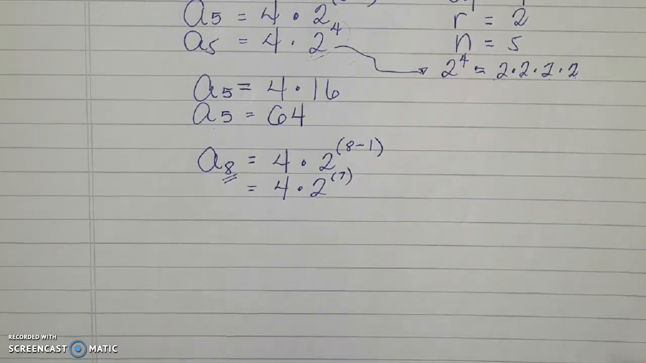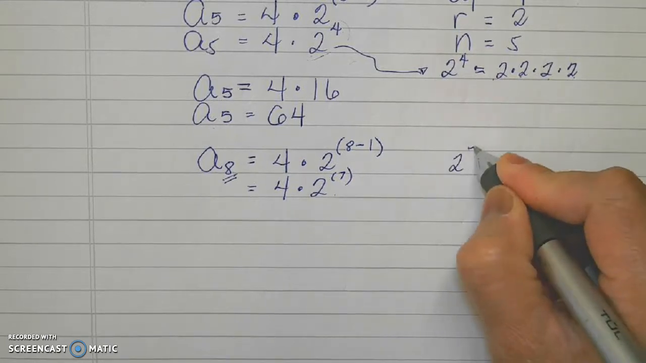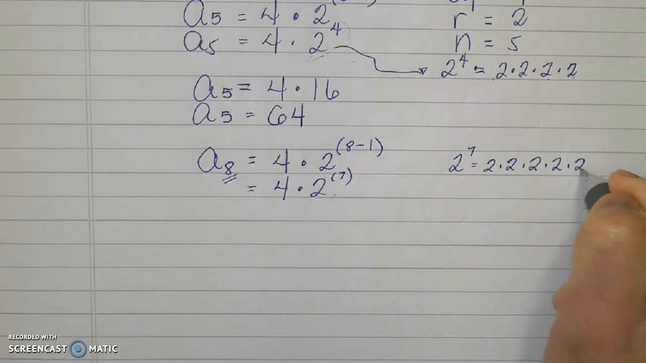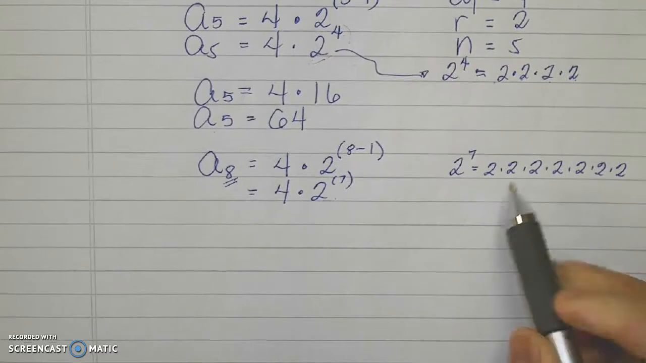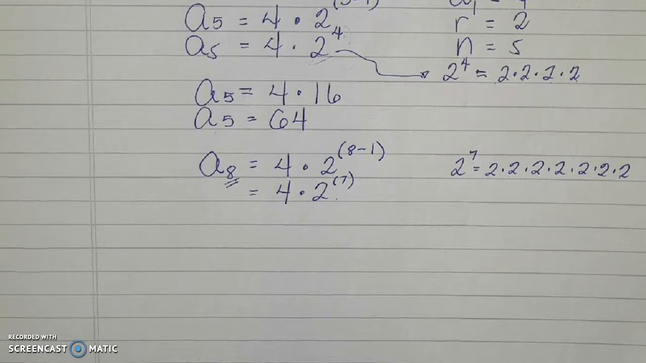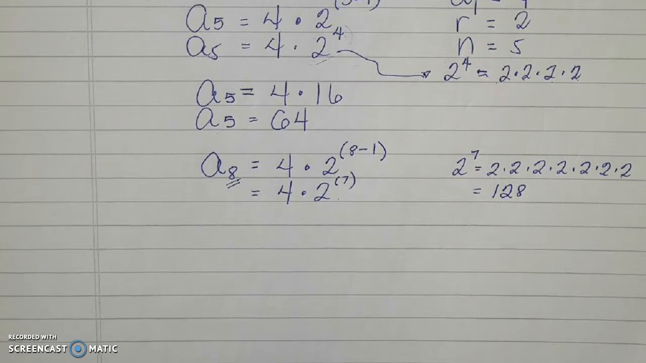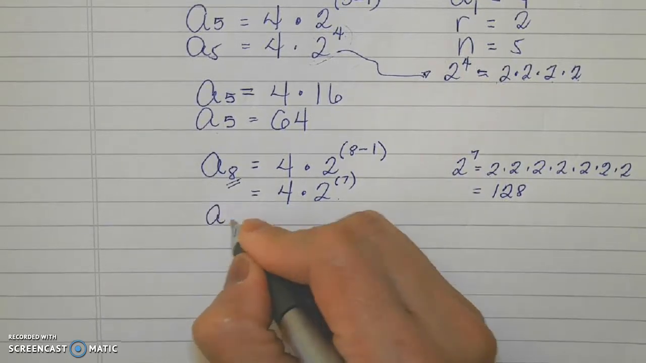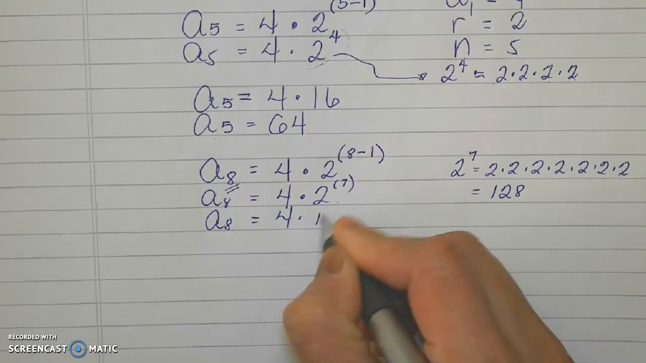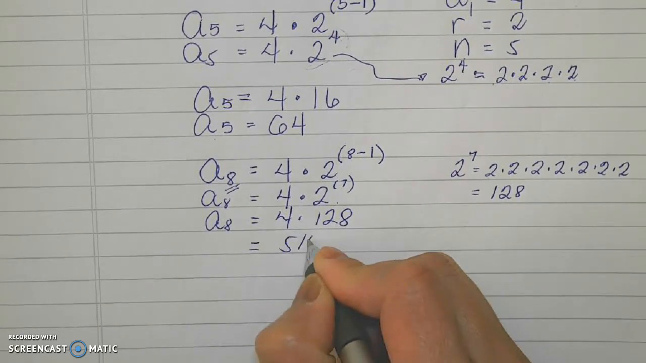2 to the power of 7 is not 14, because that means 2 times 2 times 2 times 2 times 2 times 2 times 2. Make sure you have 7 of those. 1, 2, 3, 4, 5, 6, 7. And this, I believe, is 128. So now we are going to have a sub 8 equals 4 times 128, which I believe is 512.